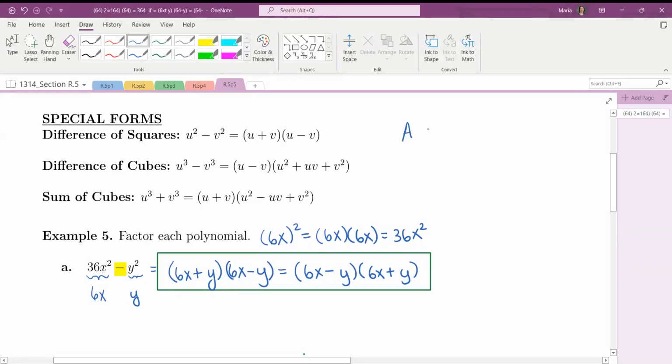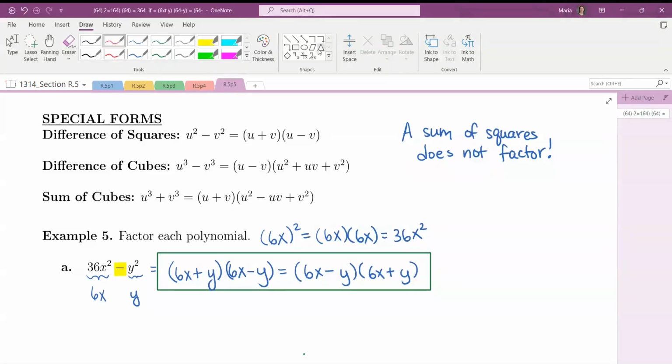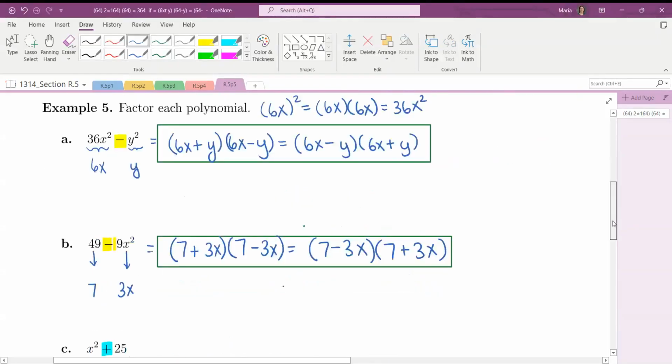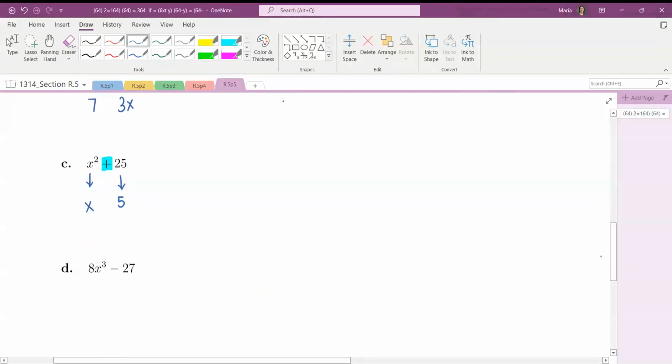The reason being, a sum of squares does not factor. You can't do it. I'm writing that right there as a reminder that if you encounter a sum of squares, you won't be able to factor it. So coming down here, x squared plus 25, you cannot factor this. It's not possible.